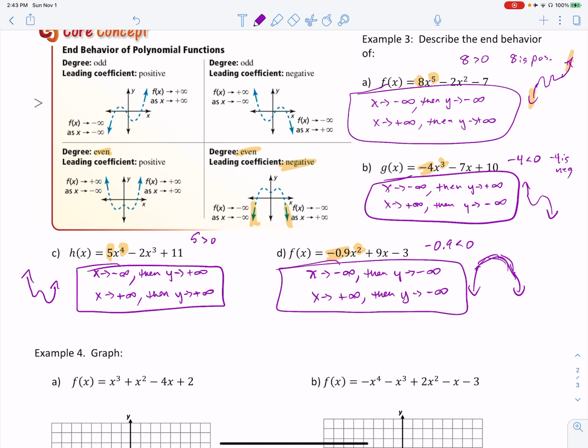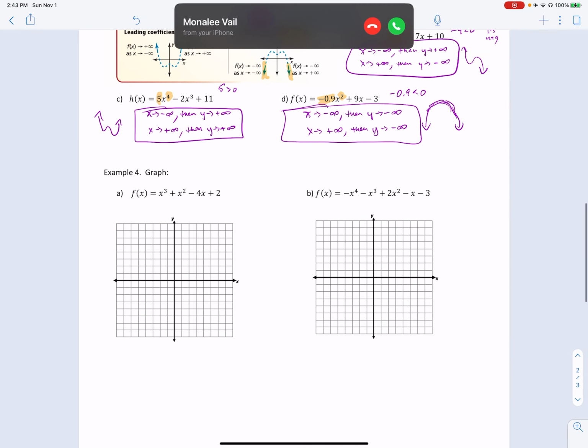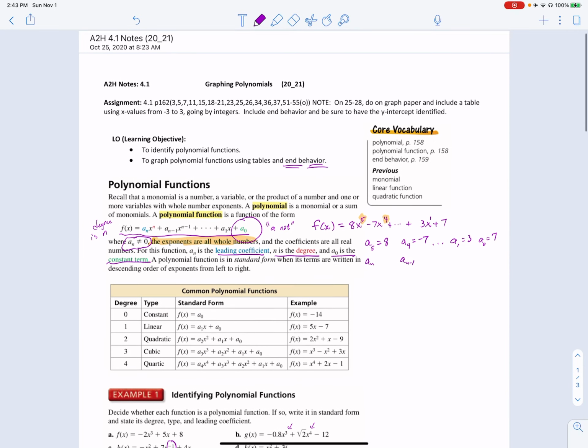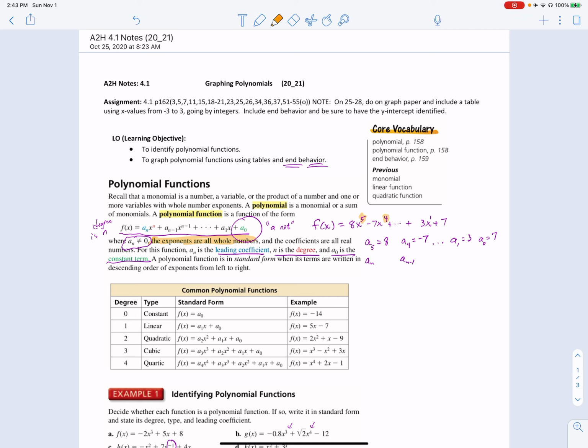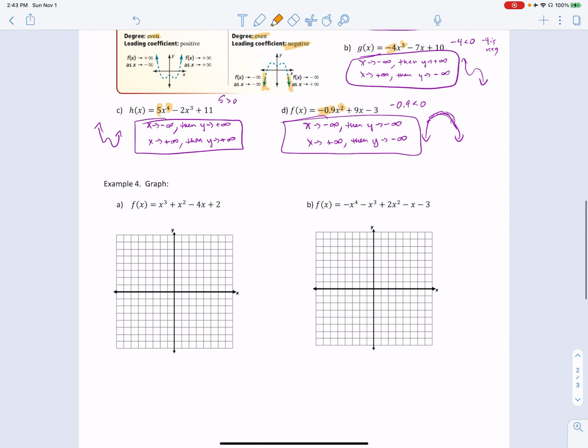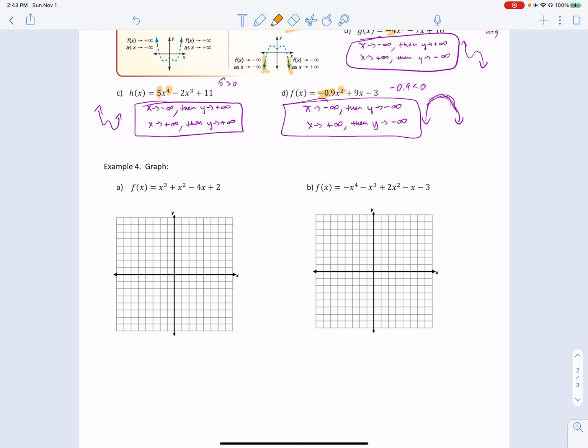Now, when you get to example 4, when you graph, you are going to need to come back here and look at the directions. When you graph, include a table using values from -3 to 3, graph by integer, include end behavior, and be sure to identify the y-intercept.